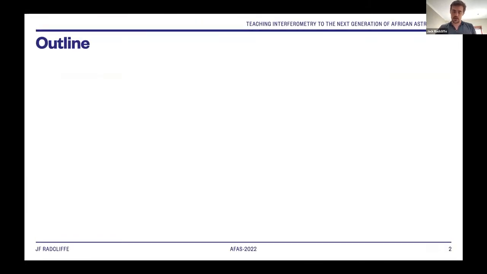So this is my outline of the talk. I'm going to basically say, okay, why do we need people who can do interferometry in Africa? And for those people who are not radio astronomers, you will find out. If you are radio astronomers, you can probably go to sleep for the next 10 minutes.